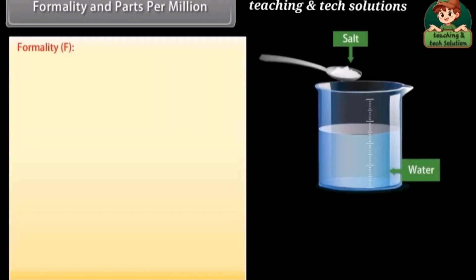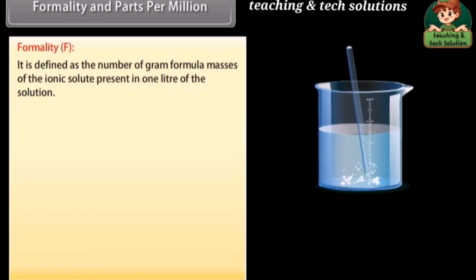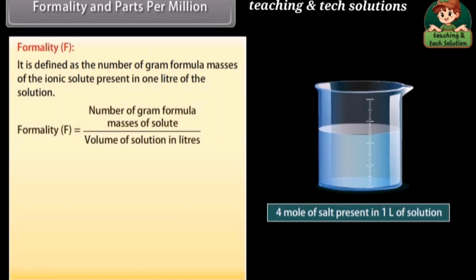Formality and parts per million. Formality. It is defined as the number of gram formula masses of the ionic solute present in 1 liter of the solution. It is represented by F.